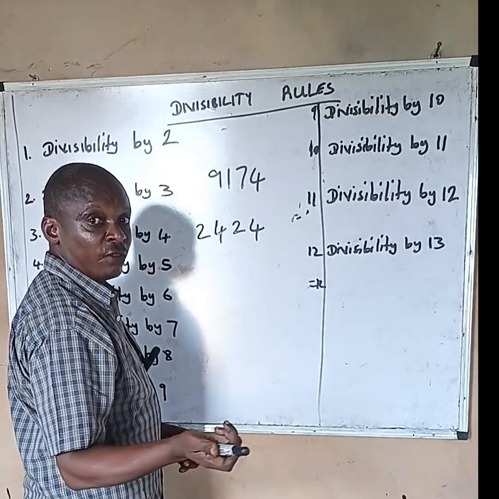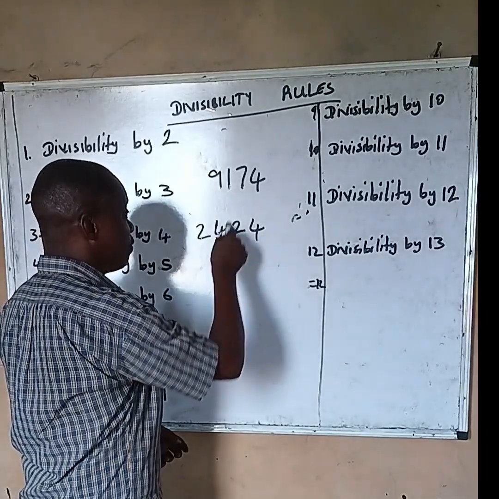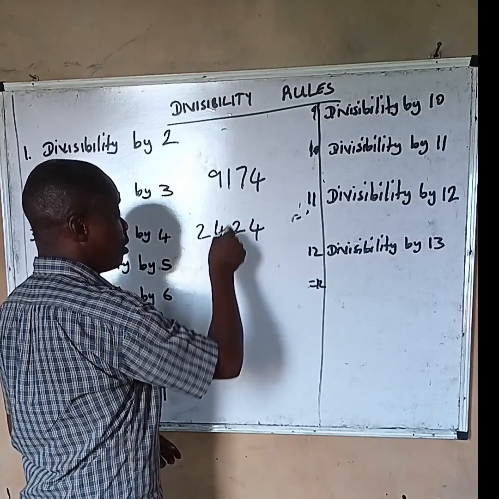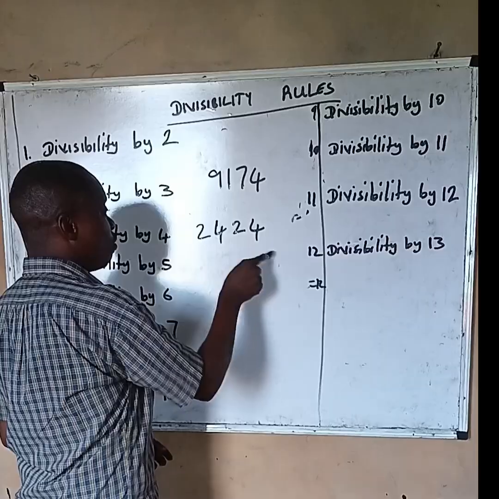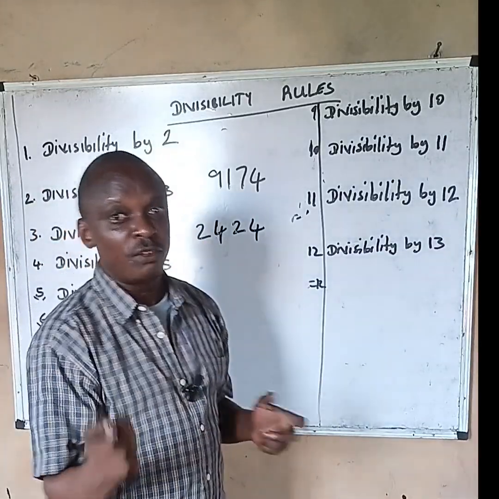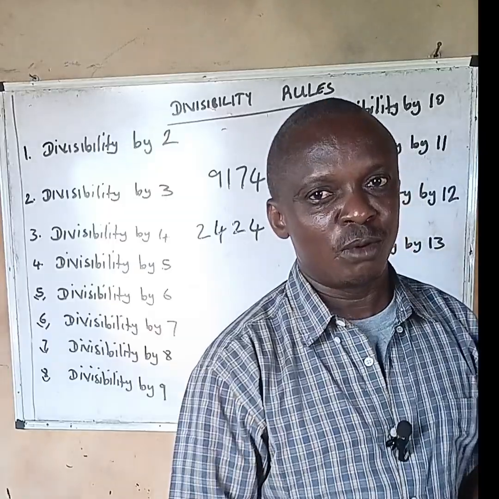How do you know when 4 can divide the number? If the last two digits are divisible by 4. So 24 is divisible by 4. It means 4 can divide this number. So 3 and 4 can divide, so 12 can divide this number. Once 3 and 4 can divide the number, then 12 can divide that number.